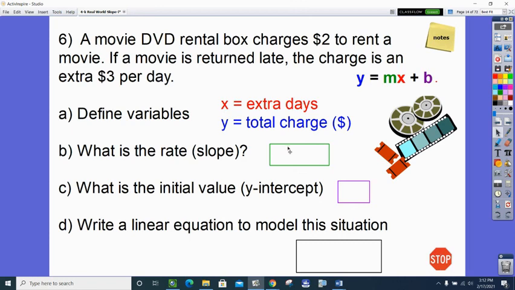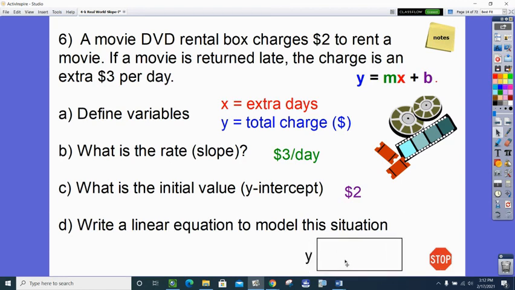So what is your slope? I kind of just gave this one away. And notice it's $3 per day. What is the initial value? That would be your $2 that you paid. Can you now write your slope-intercept equation? y equals mx plus b. So what if you were, say, 20 days late? 3 times 20 would be $60 plus 2. You would pay $62 for that silly movie rental. So that's not a good idea.